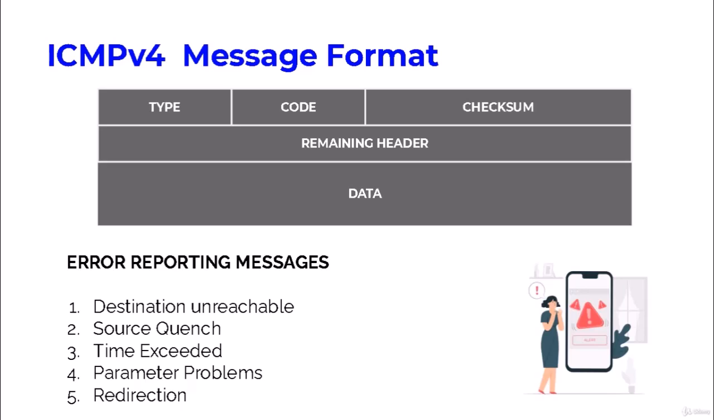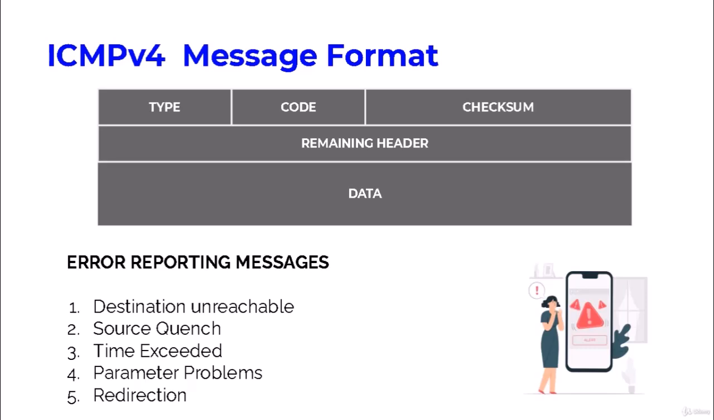Now you may ask a question, what are error reporting messages? If a utility is using ICMP and the destination is unreachable, then it reports back with an ICMP reply message that the destination is unreachable. Source quench, time exceeded, parameter problems, and redirection are a few examples of error reporting messages. Basically, ICMP is like a control box which replies back with error messages.